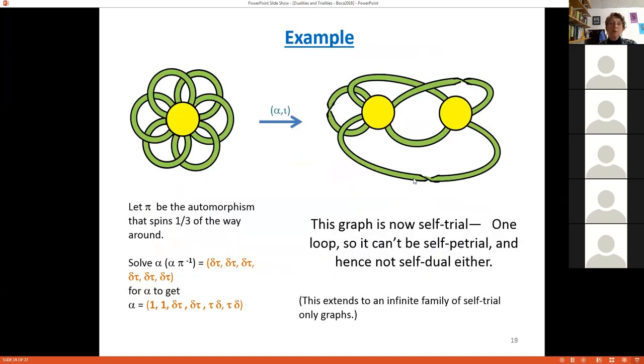So here's an example of something with a nice automorphism group. Okay. If you take the automorphism group that spins this a third of the way around, if you spin and solve, you get this graph, which is not a regular map, but it's self-trial, and it's not self-Petrie and not self-dual. And this also extends to an infinite family of self-trial only graphs. You know, you just make this bigger and bigger.